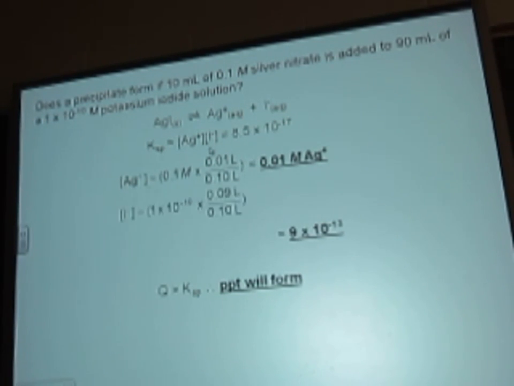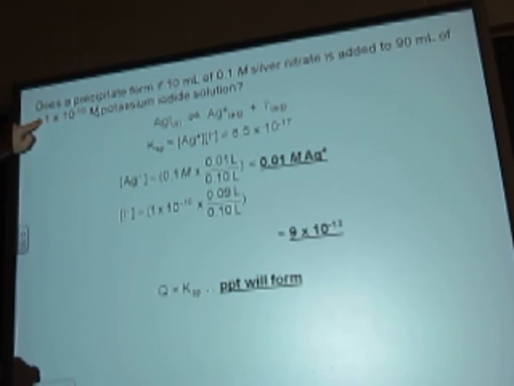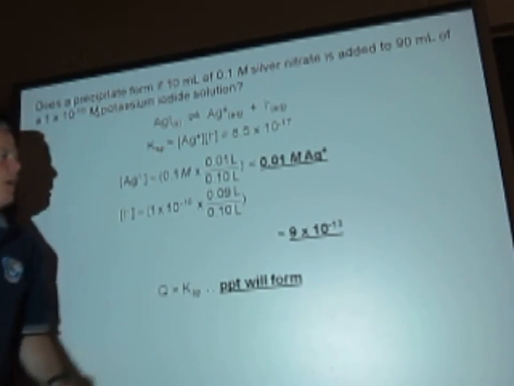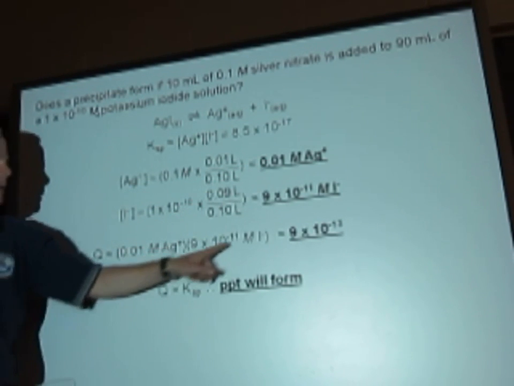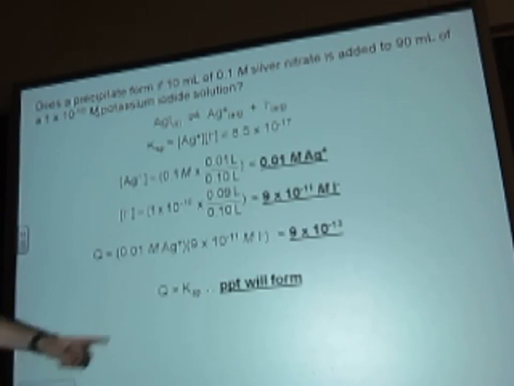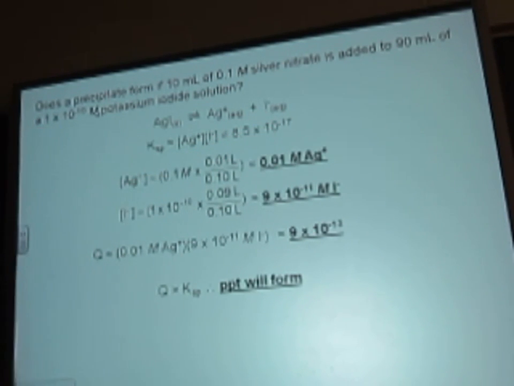Do the same thing with the iodine. We take the initial concentration of iodine, which is here, multiply that by its old volume, divided by the total new volume, and we get that concentration. Put those two numbers into my KSP expression: silver concentration, iodine concentration, multiply them together. We find out that Q is greater than KSP, 10 to the negative 13 versus 10 to the negative 17. Therefore, precipitation does occur.